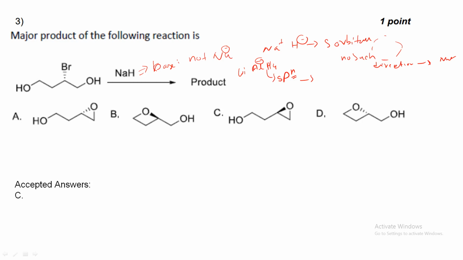After sodium hydride acts as a base, it can extract any of the protons of these primary alcohols. After the abstraction of a proton, it has two possibilities. It can abstract a proton from this primary alcohol or the other one.